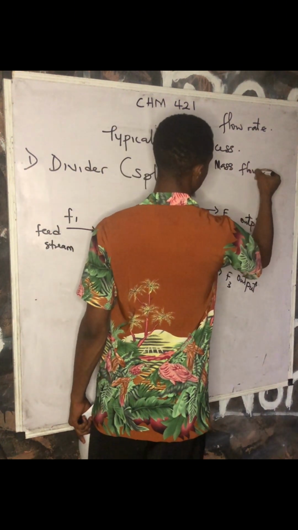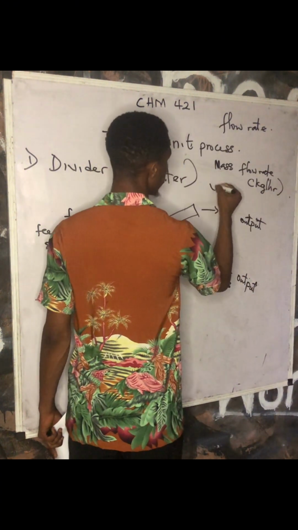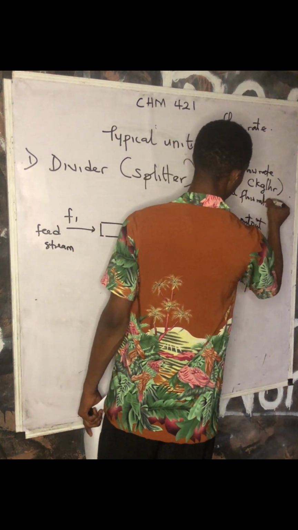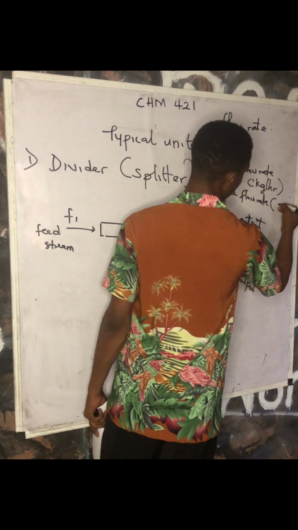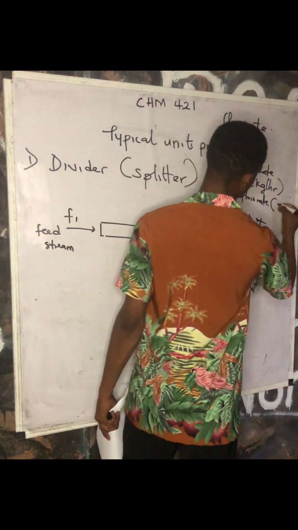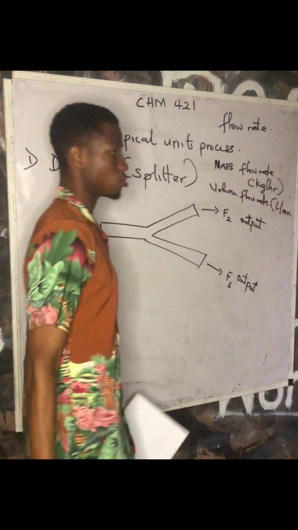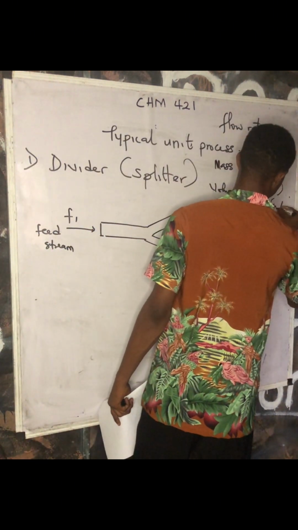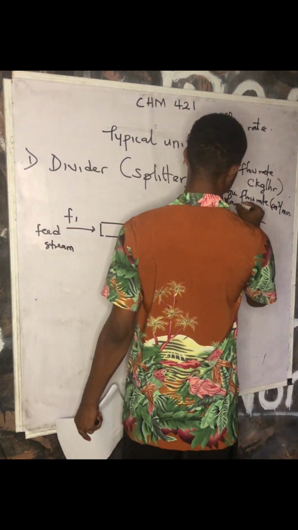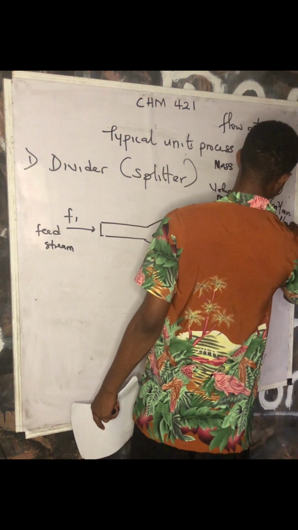We have mass flow rate, where you have the unit as kilogram per hour. We have volume flow rate, where you have the unit as liter per minute, or centimeter cube per minute. And we also have molar flow rate, which is mole per minute.